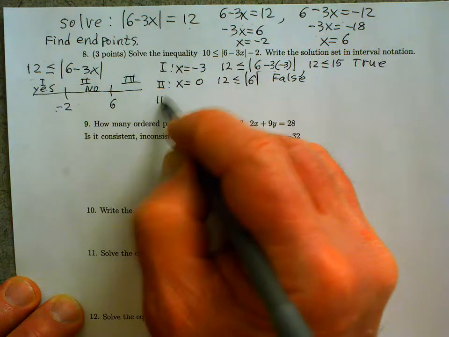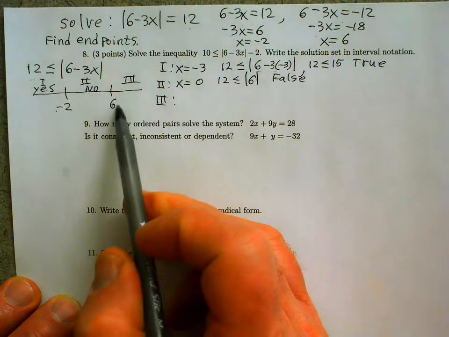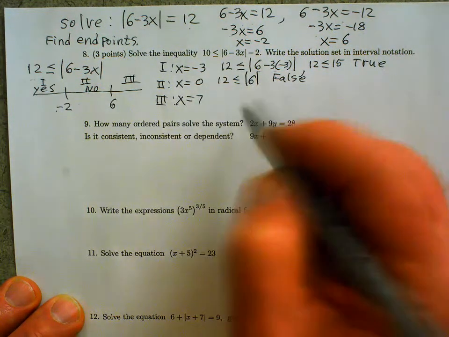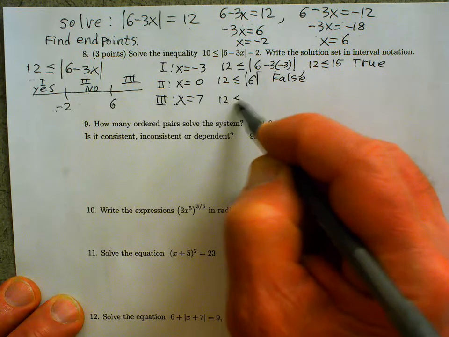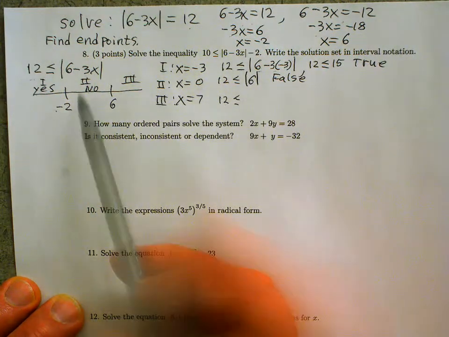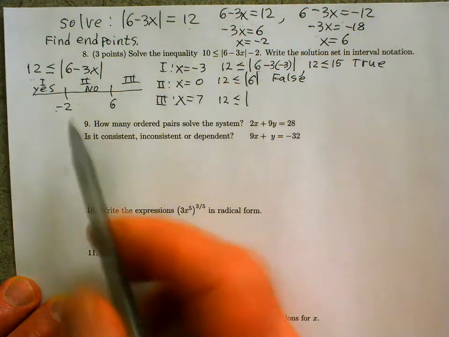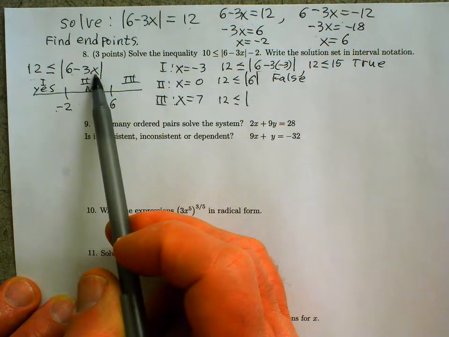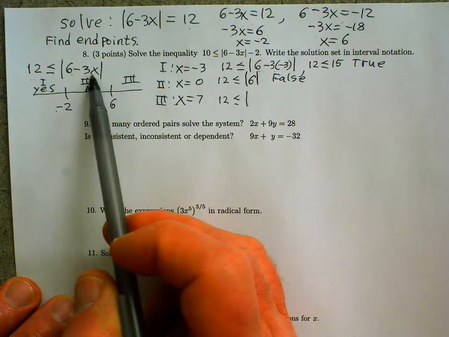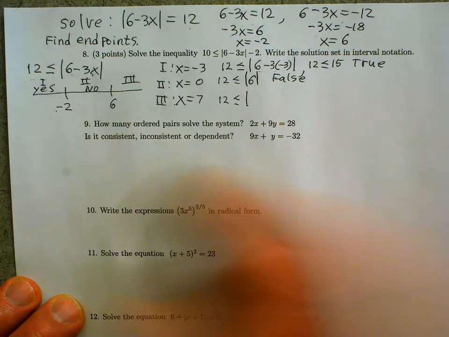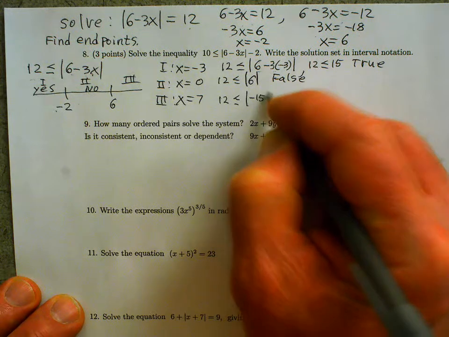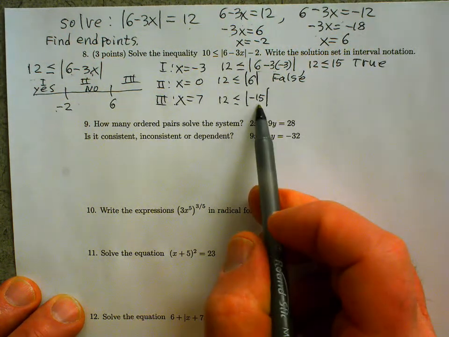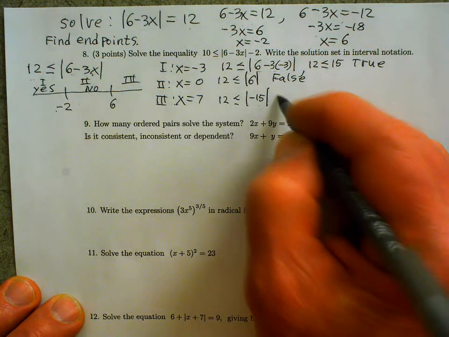And then in the third interval, pick a number greater than 6, like x equals 7. And then 12 less than or equal to, inside we have 6 minus 3 times 7. 3 times 7 is 21. 6 minus 21 is negative 15. But the absolute value of negative 15 is 15, so this is also true.